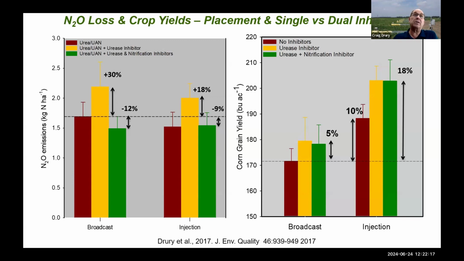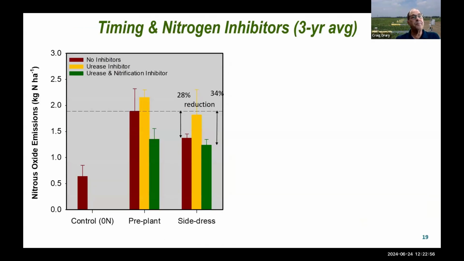And what happens with yield? Well, if we look at the red bar with broadcast urea as our term of reference, by adding a urease inhibitor or Super U, the dual inhibitor, we have a 5% yield increase. Whereas just injecting alone, changing how we place the nitrogen, we had a 10% yield increase. And with the combination of injecting and inhibitors, our yields increased by 18%. They went from about 172 bushels up to about 205 bushels. So that certainly is quite dramatic and would pay for the cost of the inhibitors.